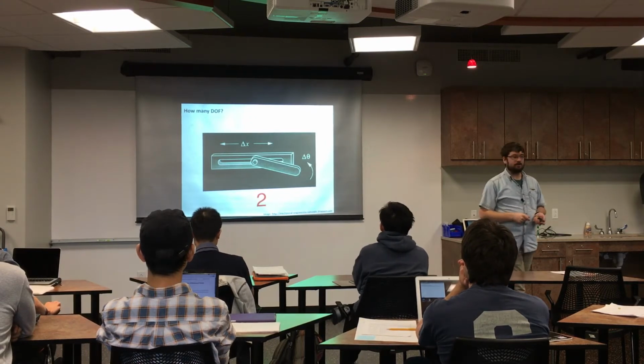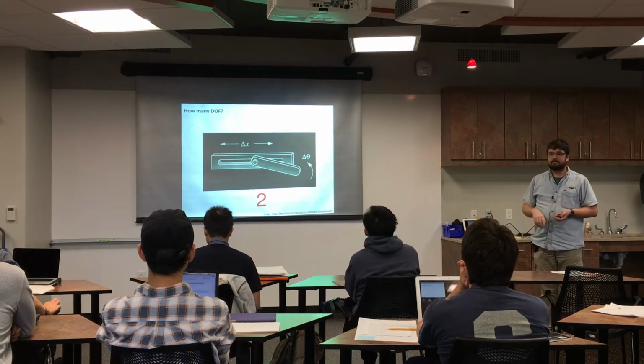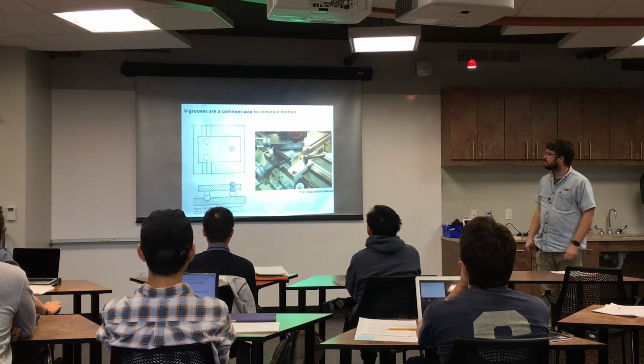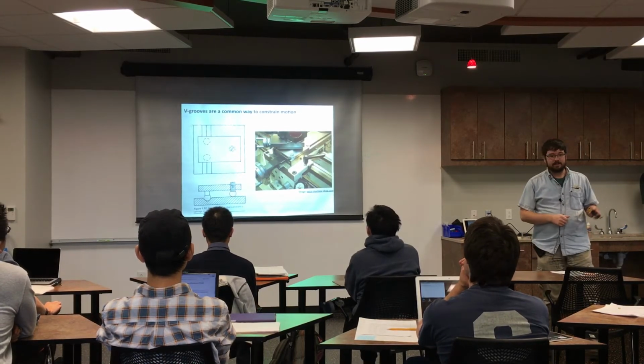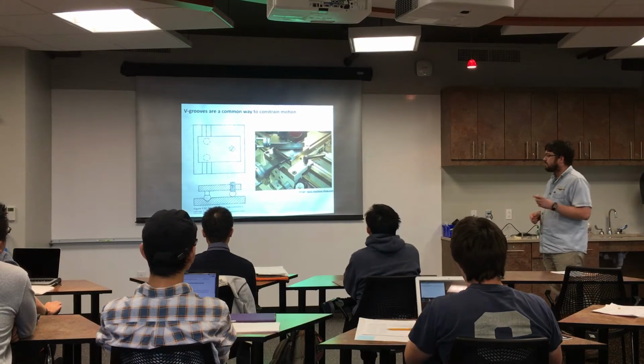Yep, it's just got 2 degrees of freedom. And that's a pretty common mechanical assembly that we see. So there are a few ways that we can constrain motion. One would be by V-grooving.